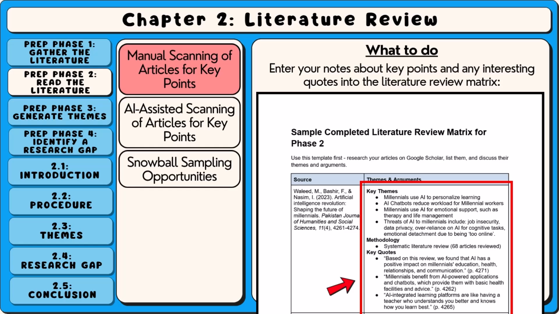We don't yet know what might become a theme, so take notes on any and all relevant key points. Once you've manually scanned the article and taken notes, your literature review matrix should look something like this, where you've got bullet points of key themes and a note on the methodology, and even some key quotes from the articles that you could cite later on when you're writing up the literature review.